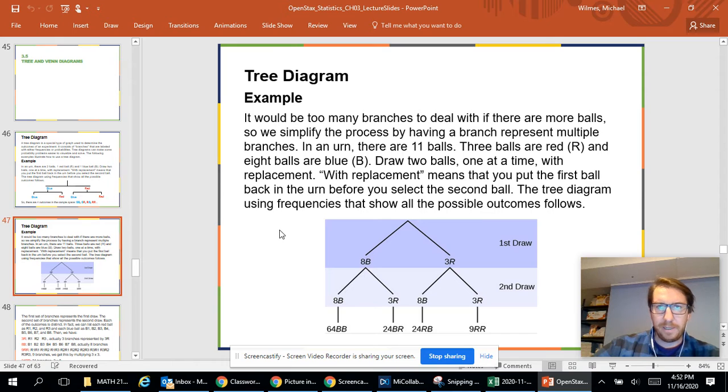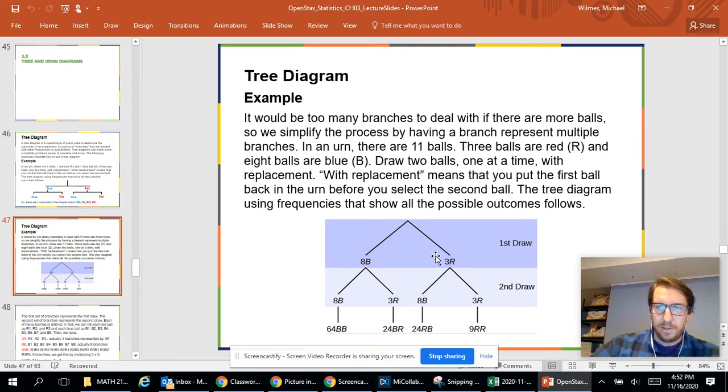Over here, we're going to have an urn with 11 balls, and 3 are red and 8 are blue. We're going to take 2 balls again with replacement, and we're going to draw our tree diagram like this. On the first draw, there are 3 branches that go to red, so we put those 3 branches together as 3R, and 8 that go to blue, so we put 8B for 8 blues. Whenever we draw first, we put it back in and redraw. So the second draw looks exactly the same. It's just coming off of the first draw.